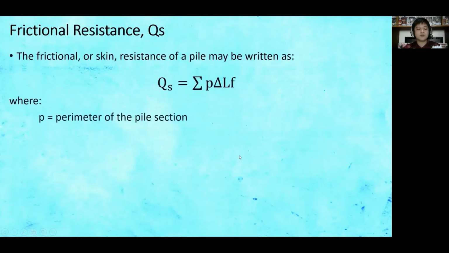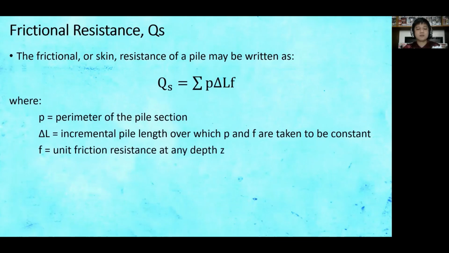On the other hand, for the second, we have the frictional resistance, capital Q sub S. The frictional or skin resistance of a pile may be written as Qs is equal to the summation of p times delta L times f, wherein p is the perimeter of the pile section, delta L is the incremental pile length over which p and f are taken to be constant, and f is the unit friction resistance at any depth Z. Since we are dealing with frictional resistance, again this is the skin friction of the pile wall together with the soil, so we need to consider the surface area, which is our p multiplied with our L, the perimeter multiplied with the length.